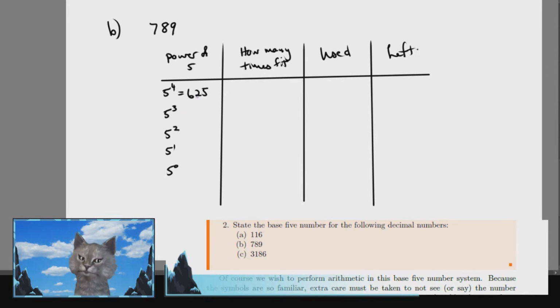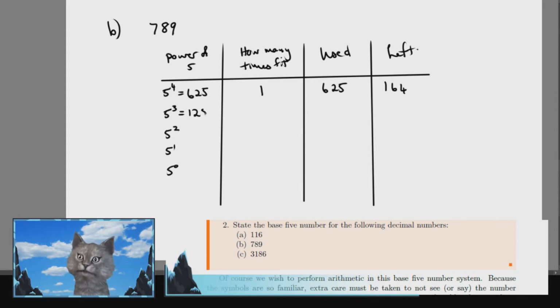So, first of all, 625. 625 fits in once. A group of 625. I've used 625. I have left simple subtraction because I had 789. I'm using 625, so 164 is still left.